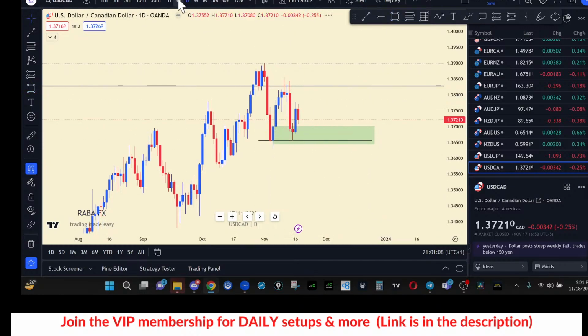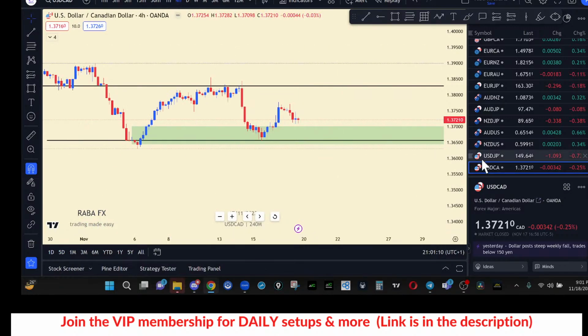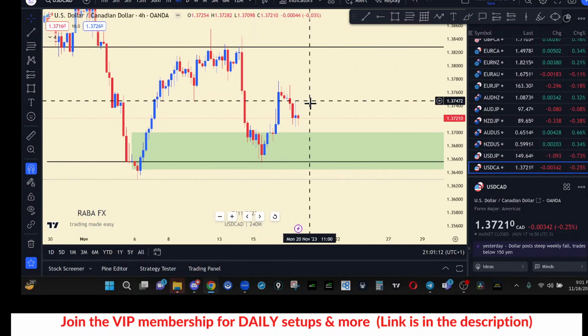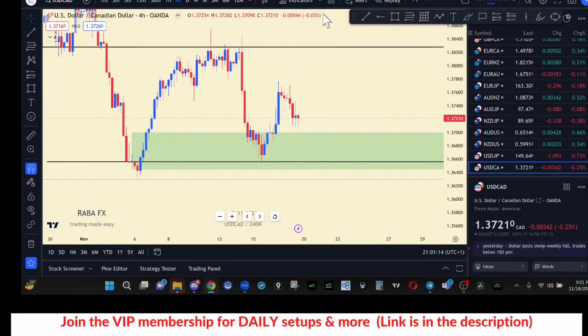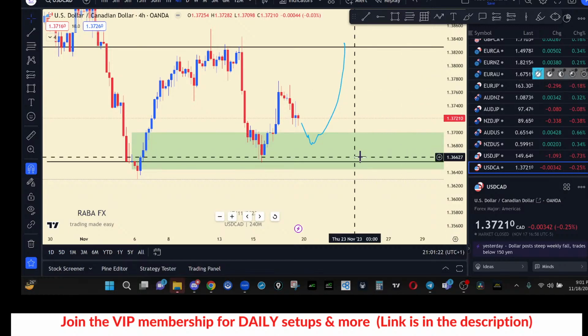Okay, go to the 4 hour, same thing. If price comes down here, you can take the trade again. All right, so this is your setup. Do not miss this. We are bullish there. All right, do not miss that.